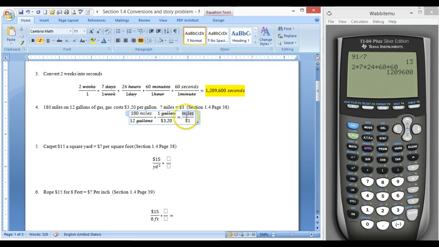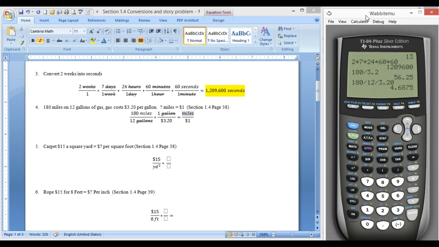So I just have to fill in my numbers. I'm going to come over here, 180 miles divided by $3.20 gives me 56.25, or in this case, let's just say 56. Oh, whoops, I missed 12 gallons. Oh, let's hurry and do that quick. It is not 56. I thought that looked funny. Okay, so let's type that in just one more time. 180, I forgot that, 12 gallons on the bottom, divided by 3.20.